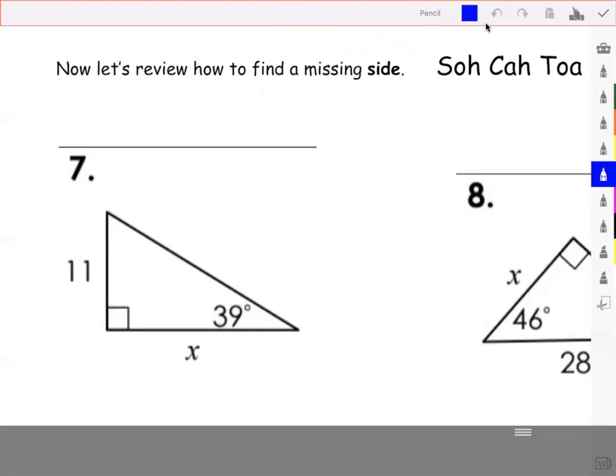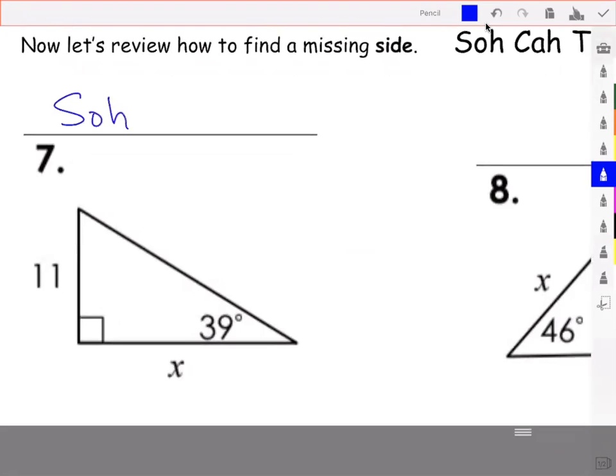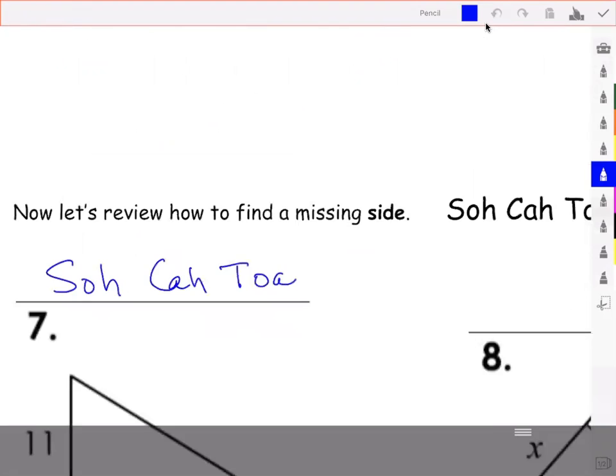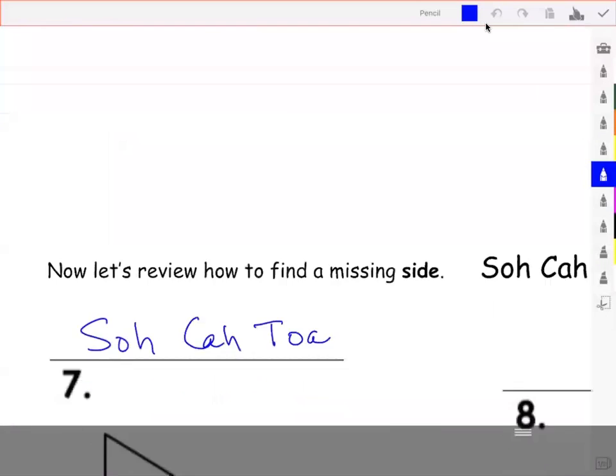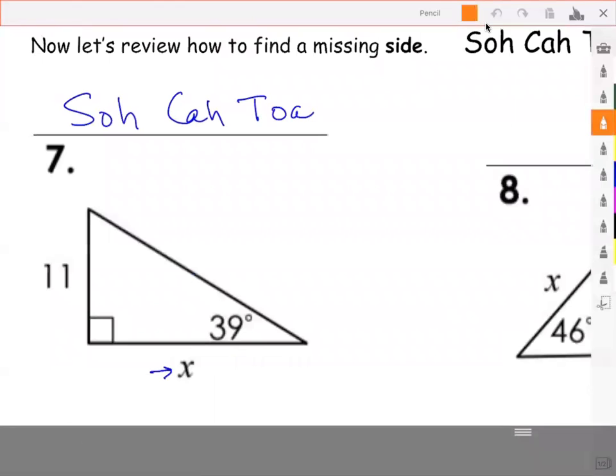Okay, so let's just review finding a side. Again, that's what you've done the last couple of days, but let's just get it fresh. So I'm still looking at SOHCAHTOA. This time I'm looking for a side, and I know it's a side because it's outside. I knew these were angles because it was inside the triangle and had that little degree on it. So you can tell them apart pretty easily. All right, am I given these adjacent, opposite, or hypotenuse? Well, here's my hypotenuse, and nothing's over here, which means it's got to be tangent.